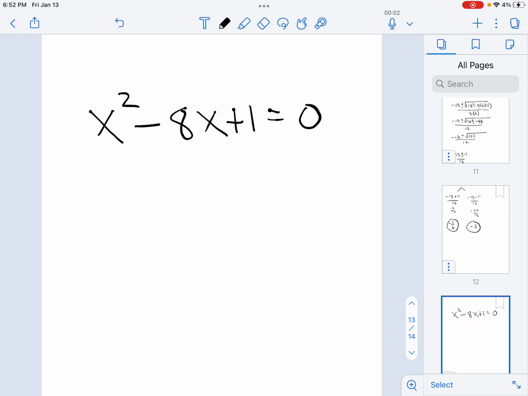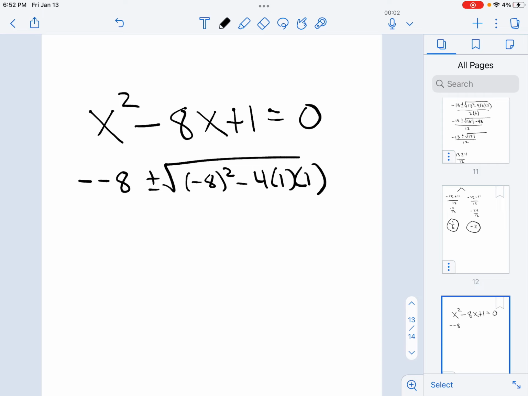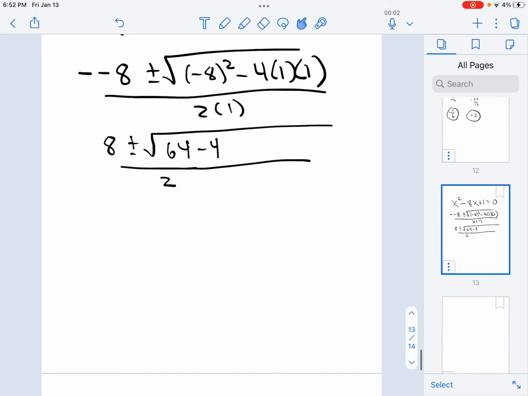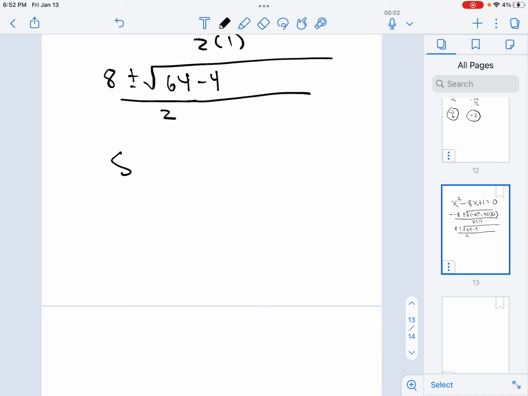Okay, so we're going to put in the quadratic equation, negative b plus or minus the square root of b squared minus 4, a is 1, c is 1, all over 2a. So negative 8 is positive 8, plus or minus the square root of 8 squared is 64 minus 4 all over 2. All right, so let's take that next step here. 8 plus or minus the square root of 60 over 2.